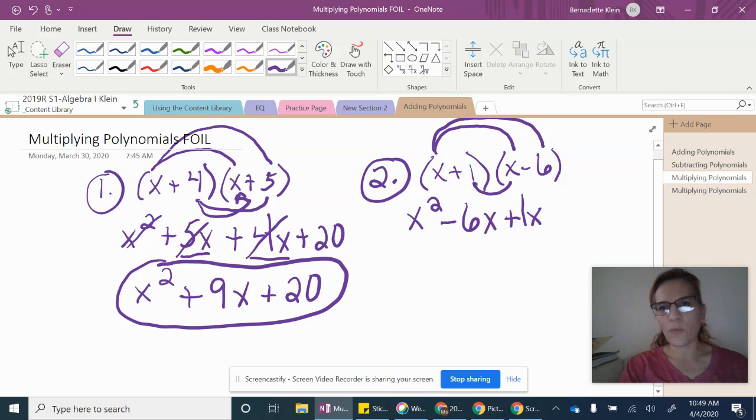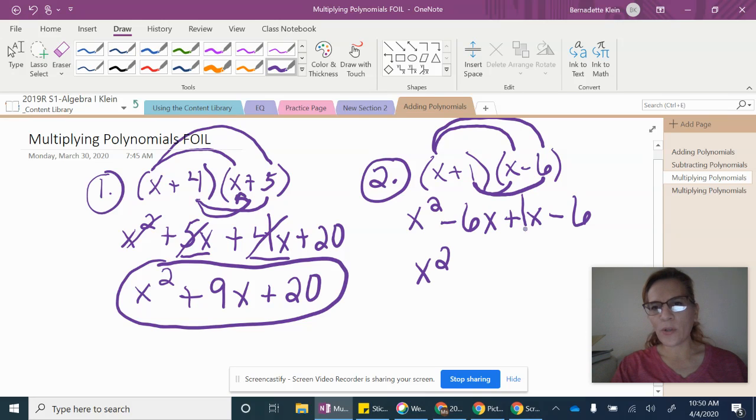And then a positive 1 times a negative 6. A positive times a negative is a negative. So that gives you negative 6. Now we need to simplify that term. Okay? So is there any other numbers that can be a twin to the x squared? You should be saying no, Miss B. So that one comes down by itself.